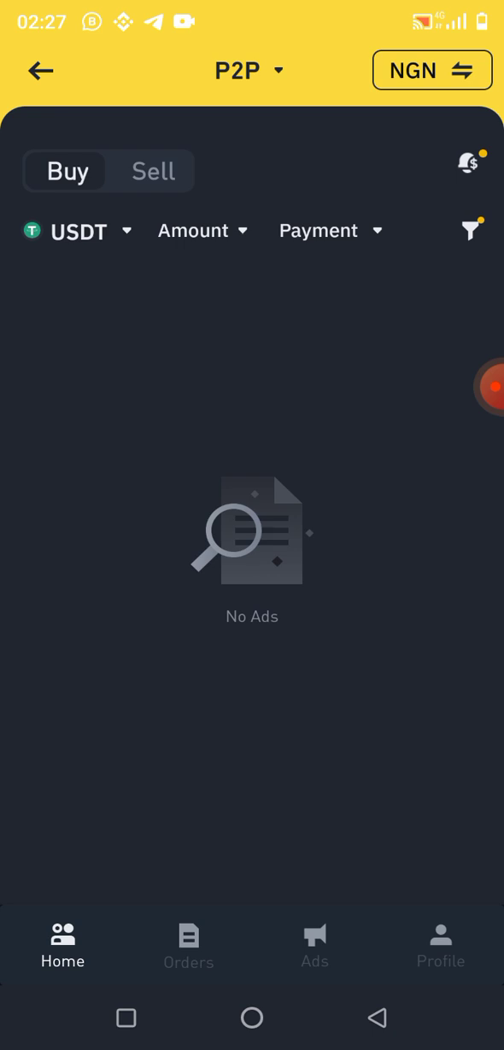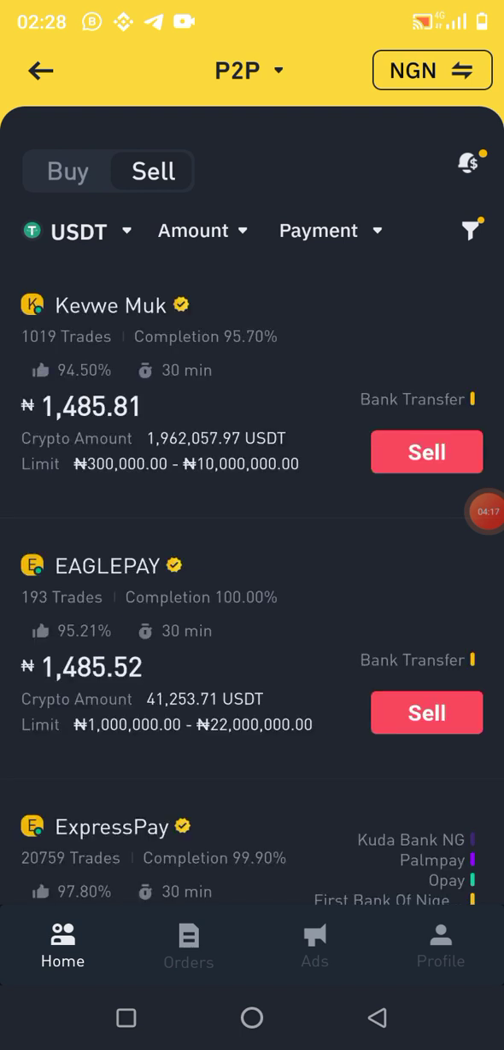Now this is P2P NGN. Let's come here to sell. You can see something in the buy section, but let's come to sell first. You can see there are available ads under the sell section. You can see that it was selling at 1444, 1443. Now on P2P it is selling at 1485. So you get more profit here after doing the arbitrage.